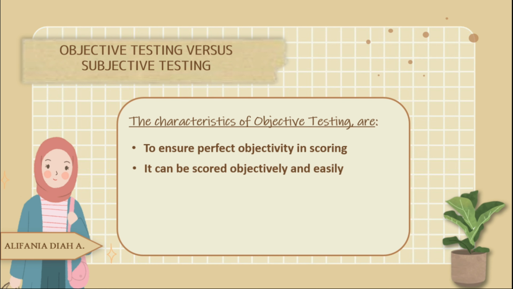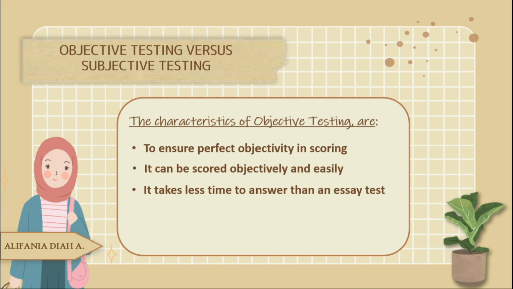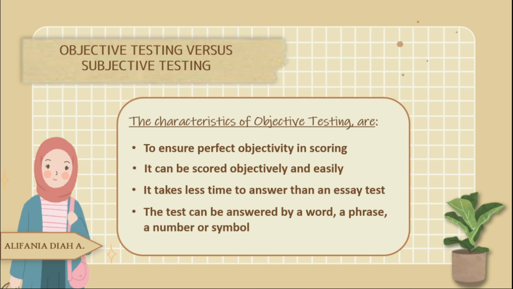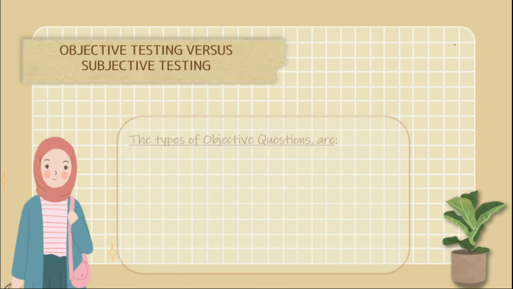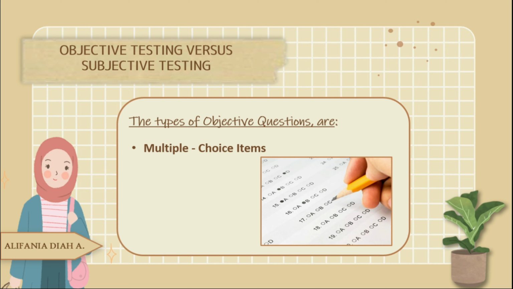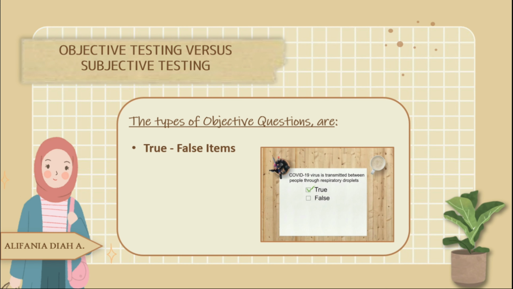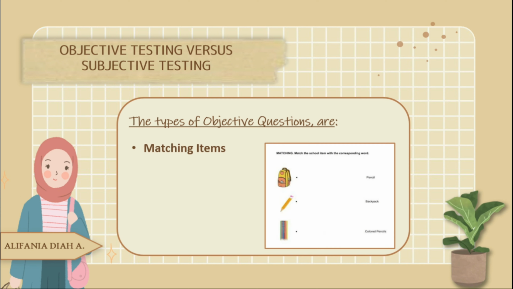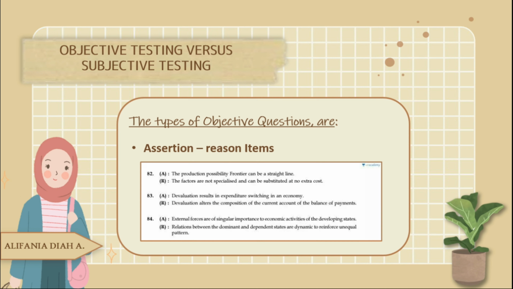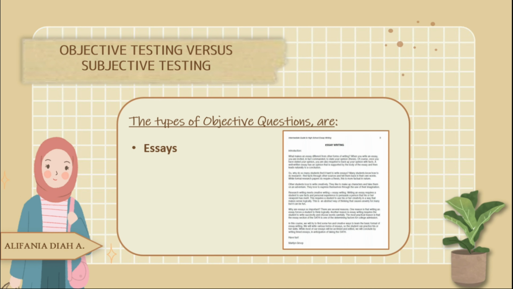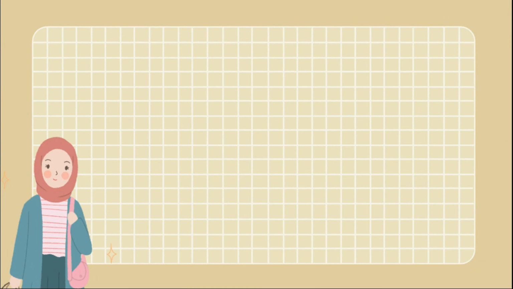It can be scored objectively and easily. It takes less time to answer than an essay test. And the test can be answered by a word, a phrase, a number, or symbol. The types of objective questions are multiple choice items, true or false items, matching items, assertion reason items, and essays. And next is subjective testing.